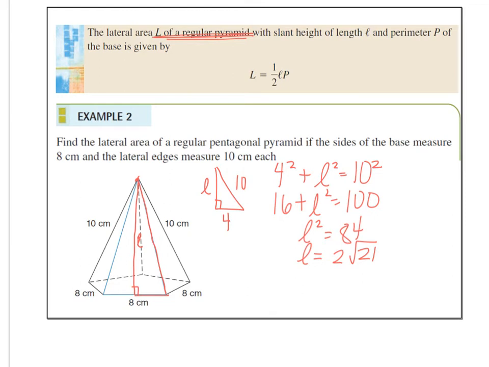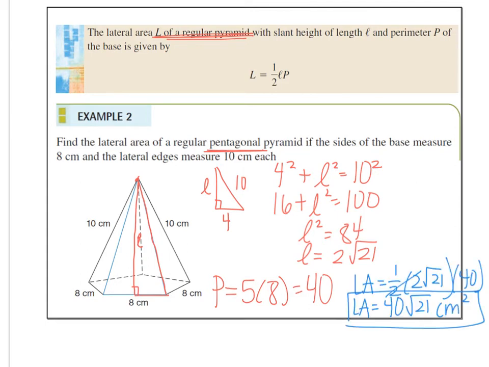We know that the perimeter, we have a pentagonal pyramid, so I have 5 sides, so perimeter is 5 times 8. That's 40. See if you can put that together to figure out what your lateral area is. So you should see that we get the lateral area to be 40√21 centimeters squared.